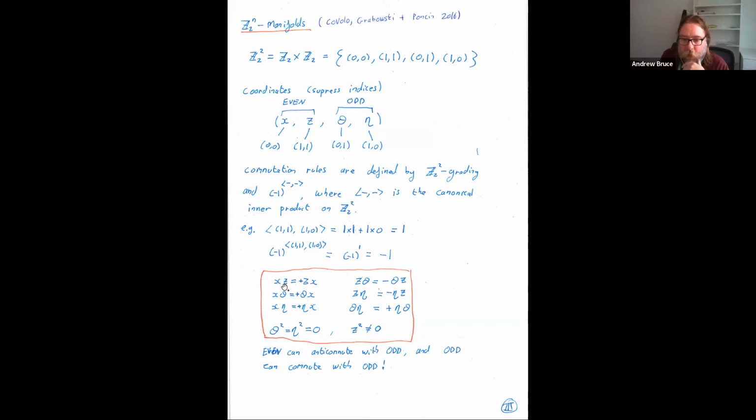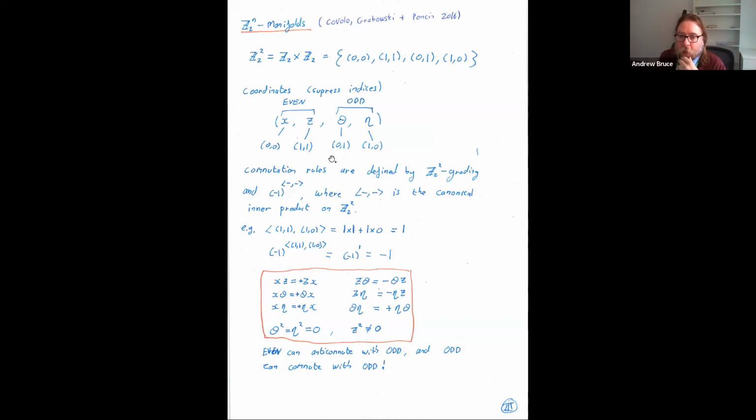So now if I look at X times Z, that's even and even. So I now change the order, so ZX. Now following this rule from above, I just get the plus sign. So if I have an X and a Z, I can push them through each other, no problem. Exactly the same then with the X theta and the X and the eta. So this is really just the same as the supermanifold case. I have my X, I can push it through the thetas and etas, no problems with the sign.